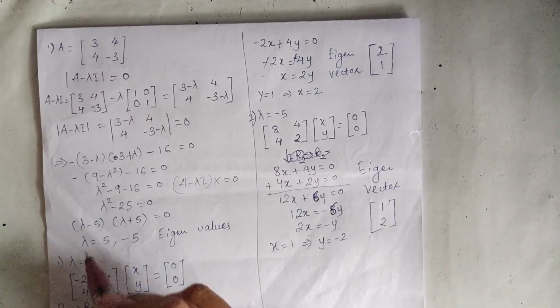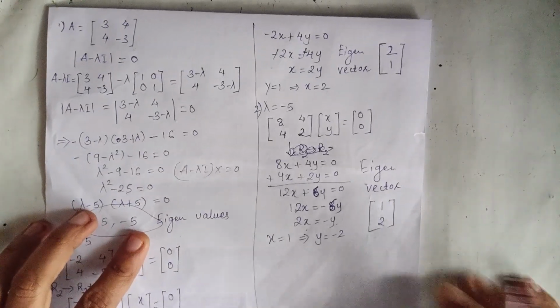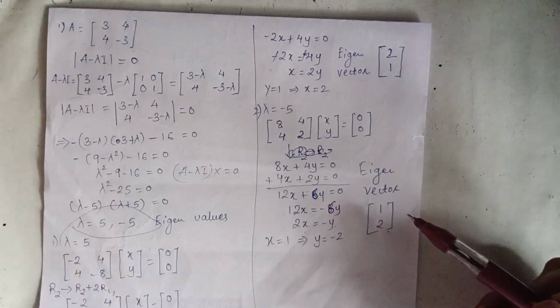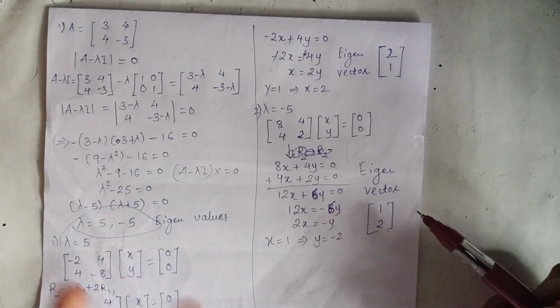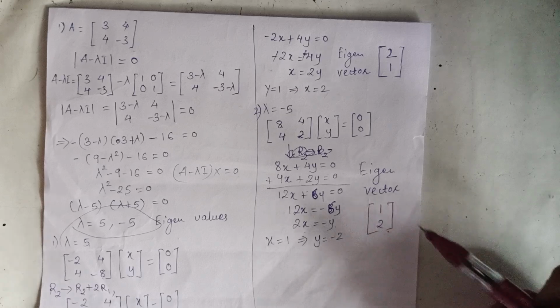Okay. So eigenvalues are here, lambda equal to 5 and minus 5, and eigenvectors are this. Okay, this same method you can use for a 3 by 3 matrix. Okay, we will be solving one example on that also.